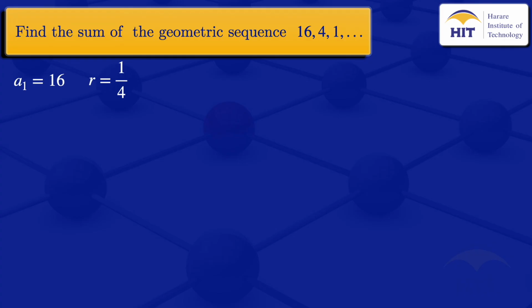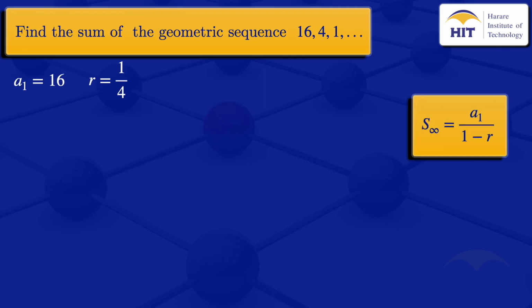When you look at this part, it says dot, dot, dot, so it's going on and on and on. So it's a sum to infinity. The sum to infinity of a geometric sequence is a1 divided by 1 minus r. So we substitute these values of a1 and r into this formula. We have that the sum to infinity equals 16 divided by 1 minus 1 over 4, which gives us 64 over 3.